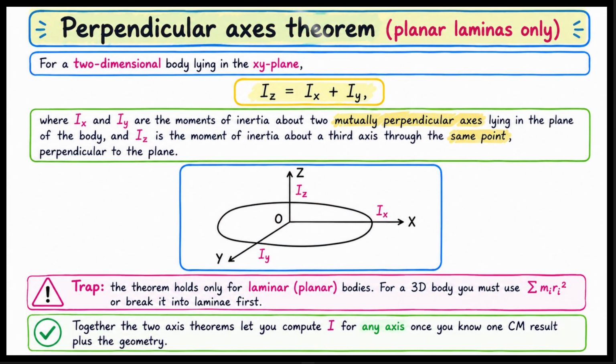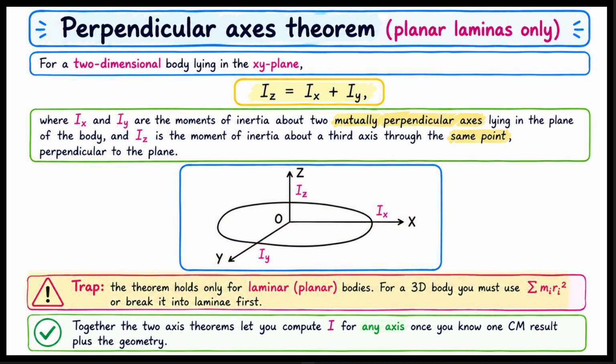The perpendicular axes theorem applies only to planar laminas, that is, two-dimensional bodies lying in the xy plane. For such a body, Iz equals Ix plus Iy, where Ix and Iy are the moments of inertia about two mutually perpendicular axes lying in the plane of the body, and Iz is the moment of inertia about a third axis through the same point, perpendicular to the plane. The diagram shows a lamina in the xy plane, with Ix and Iy in the plane through the origin O, and Iz perpendicular to that plane through the same point O.